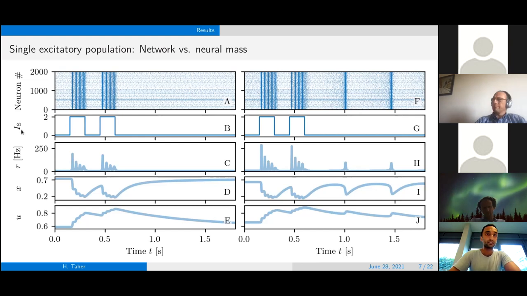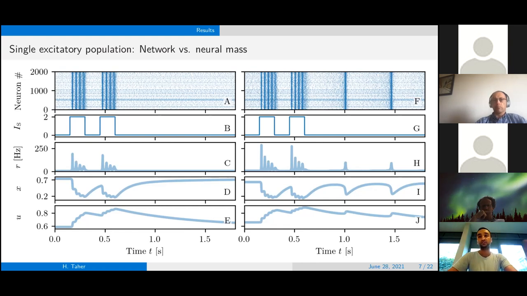The external current applied to the population triggers a series of population bursts. You see it also in the firing rate. And if we look at working memory, this series of population bursts is very important for the encoding of the working memory information. But before I get there, I would like to show you how the neural mass performs.